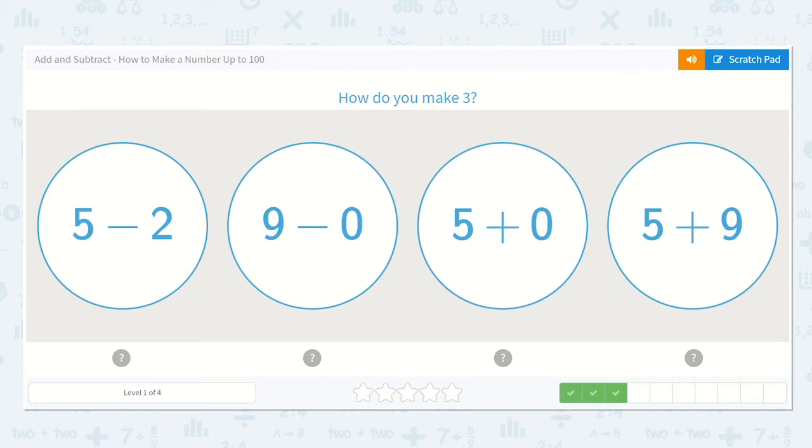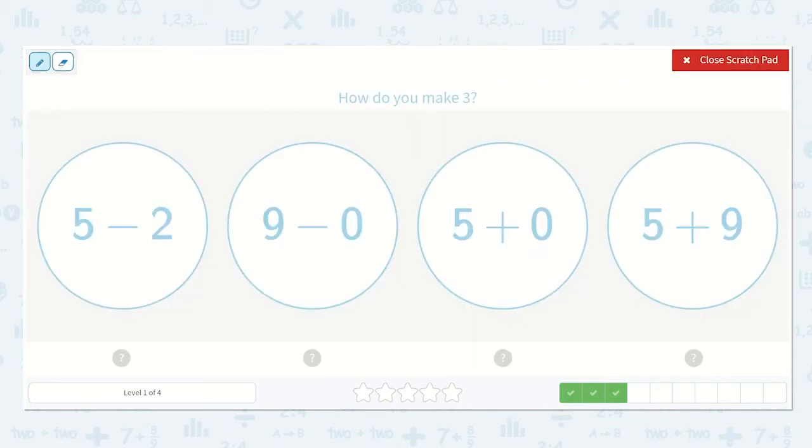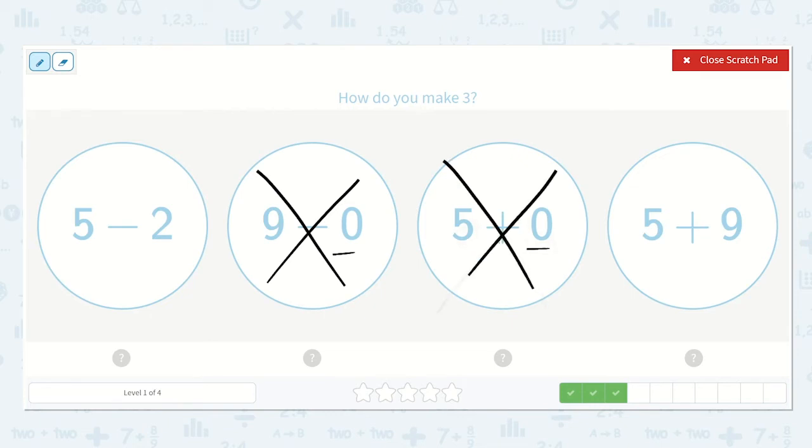Now they ask, how do you make 3? Well, I'm going to look at the ones that have zeros first because I can rule those out a little bit quicker. 9 minus 0, or nothing, is going to just be 9, so I can cross that one off. 5 plus 0, so we're adding nothing to 5, will still be 5, so that is not the correct one. Here we have 5 plus 9. Well, 5 is already larger than 3, and if we're adding 9 to it, it's going to be much larger than 3, so this is not the correct option either.